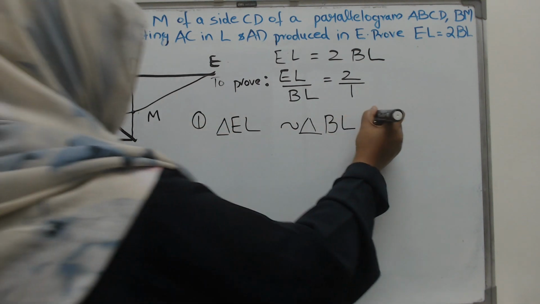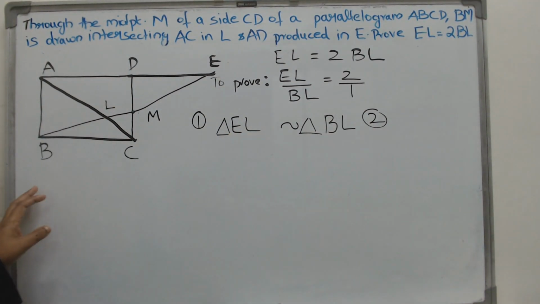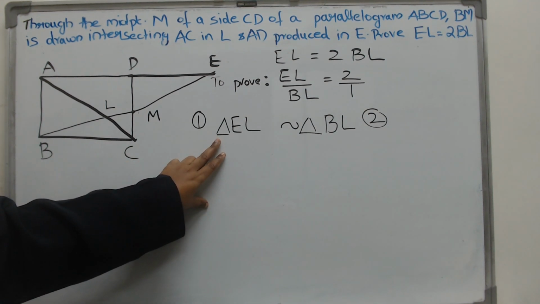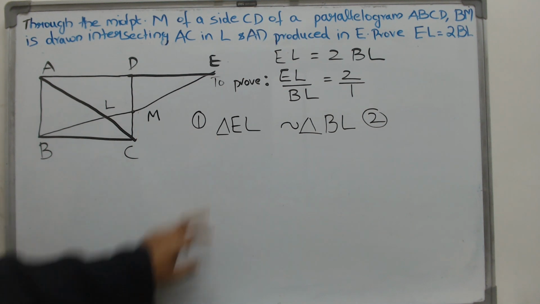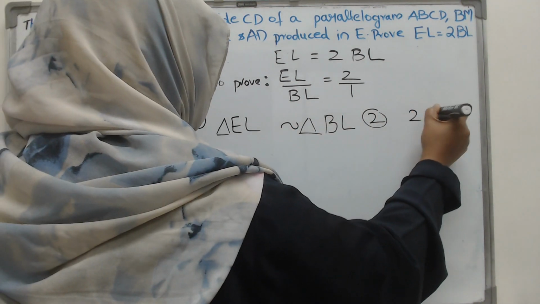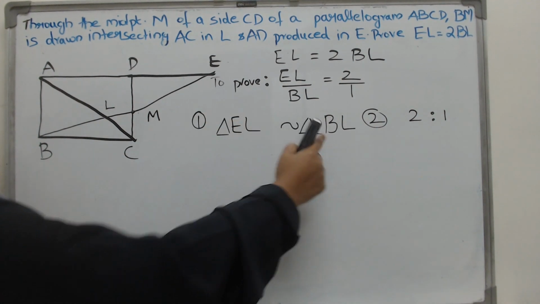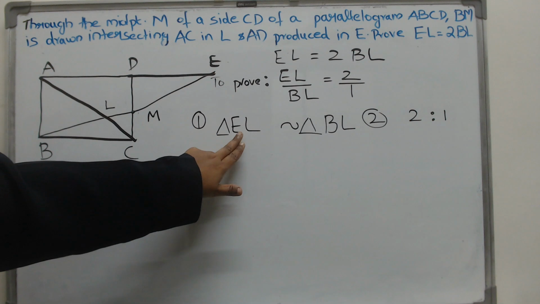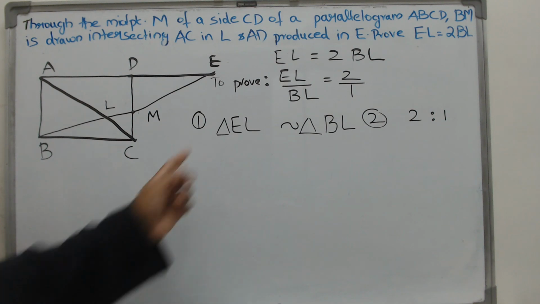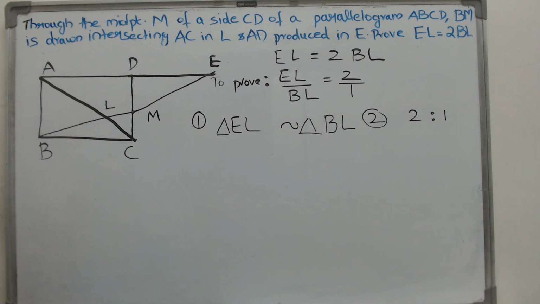What is our second step? Once we prove that these two triangles are similar, then what will we get? The ratio of their corresponding sides is equal. Now what we have to prove is that they are not just equal, they are equal to 2:1. Or in other words, this will be a bigger triangle, this will be a smaller triangle, and each and every side of this bigger triangle will be 2 times its corresponding side in this smaller triangle. This is what we have to prove.